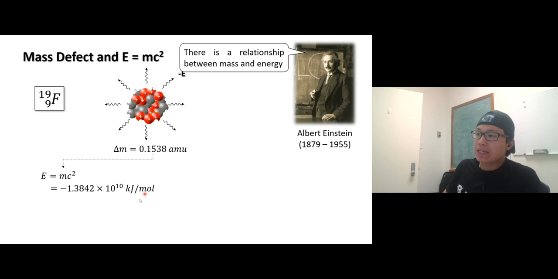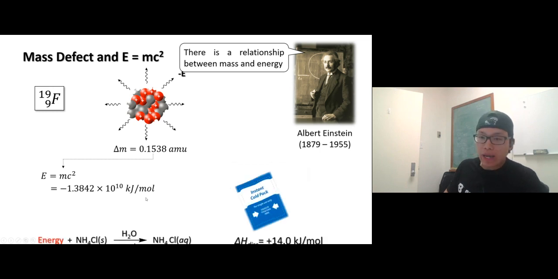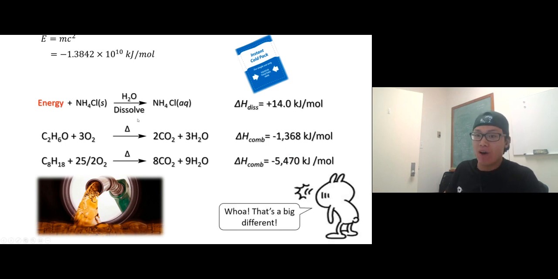Now, is this energy a lot? Well, let's compare it to the energy involved in a regular chemical reaction. Let's take a look. In a regular reaction, as we have talked about, a chemical reaction produces or absorbs heat of about that many kilojoules. Compare this to 10 to the 10th. Oh my God, that's a lot of energy. That's a lot of energy released when just a small nucleus is formed.